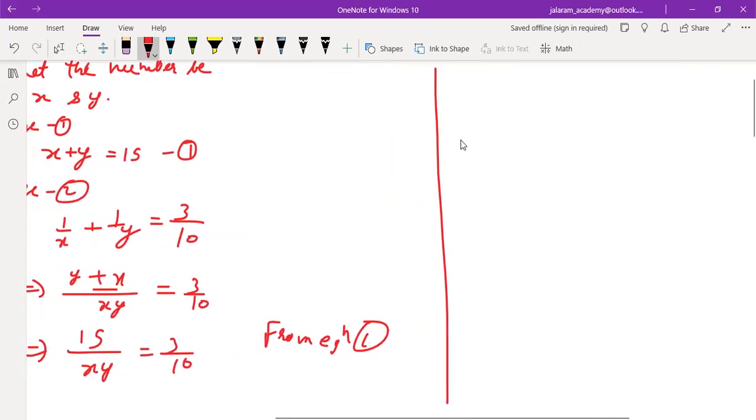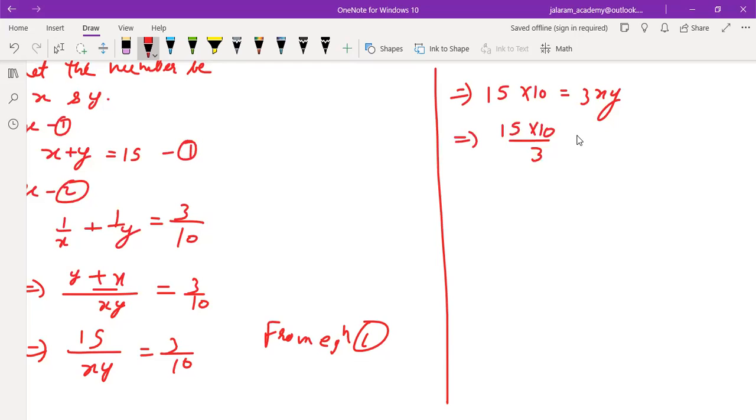It implies, cross multiplying we get 15 into 10 equals 3xy. It implies 15 into 10 upon 3 equals xy. It implies 5 tens are 50 equals xy. It implies xy equals 50. Take it as equation number 2.